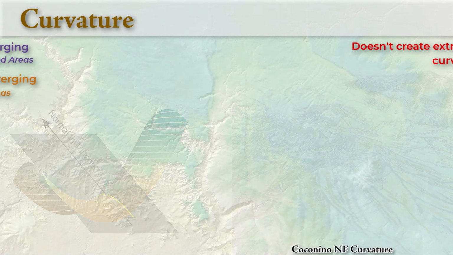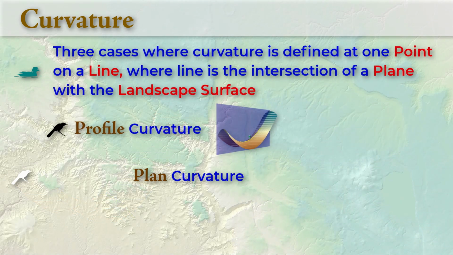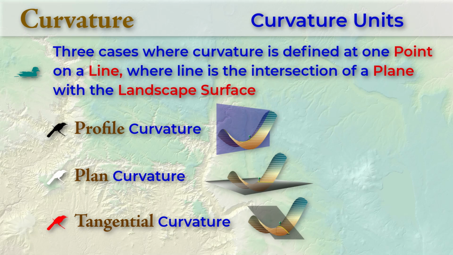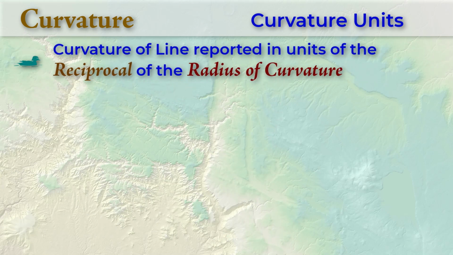Okay, so we've discussed these three cases where we intersect a plane with the landscape surface. Then we define curvature as a curvature at a point on the line of intersection between the plane and the landscape. So you might be wondering, what are these curvature values saying exactly? What are the units? If a curvature value is equal to 0.2, then this means 0.2 what? Well, let's clarify this because it's not an obvious answer.